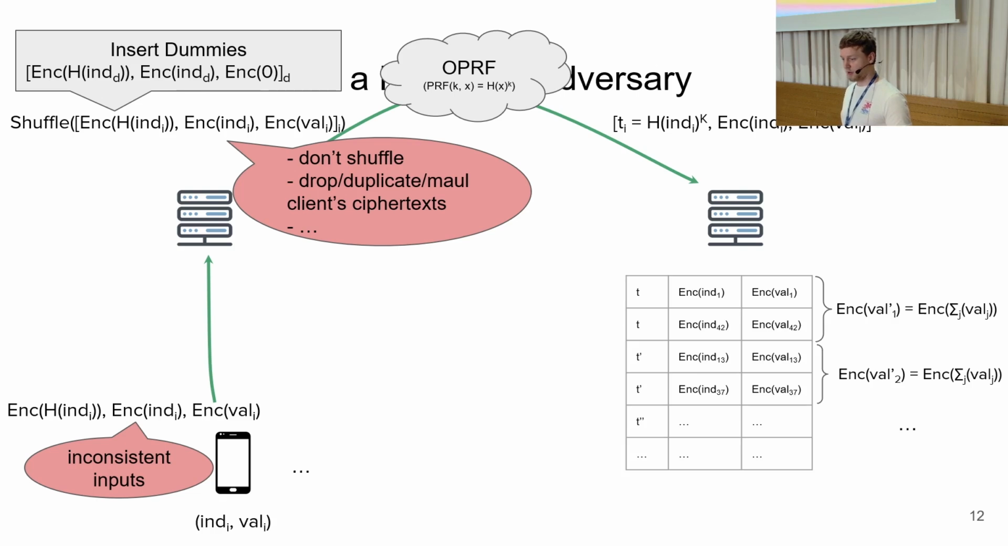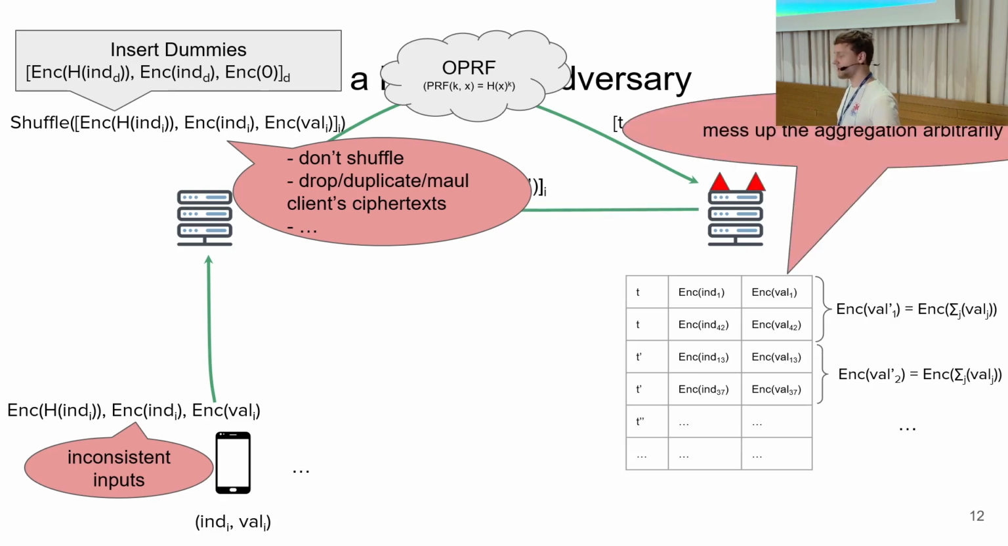And now, finally, when we do this aggregation, the second server doesn't need to aggregate, actually. It could do anything else but aggregate. It could aggregate things that don't belong together or arbitrarily add numbers to the results and so on. So again, we have a lot of ways of screwing up the computation here.